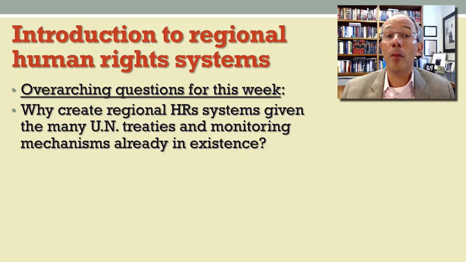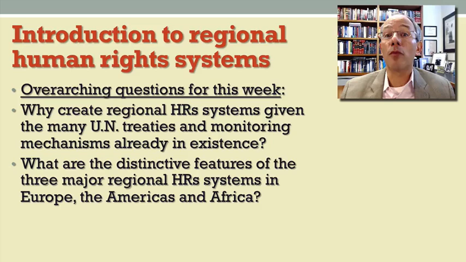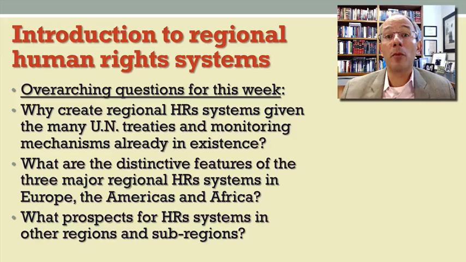A second question, which will guide our discussion over the coming lectures, is what are the distinctive features of the three major regional human rights systems in Europe, the Americas, and Africa? These three systems were developed at different times, Europe first, then the Inter-American system, then the African Charter, now African Union system. And they have many similarities, but also quite a few differences, and we'll explore both the similarities and the differences. Finally, what are the prospects for regional or sub-regional human rights mechanisms in other parts of the world? This is an especially important question if you think that regional systems are more effective in the promotion and protection of human rights than are UN-based systems.